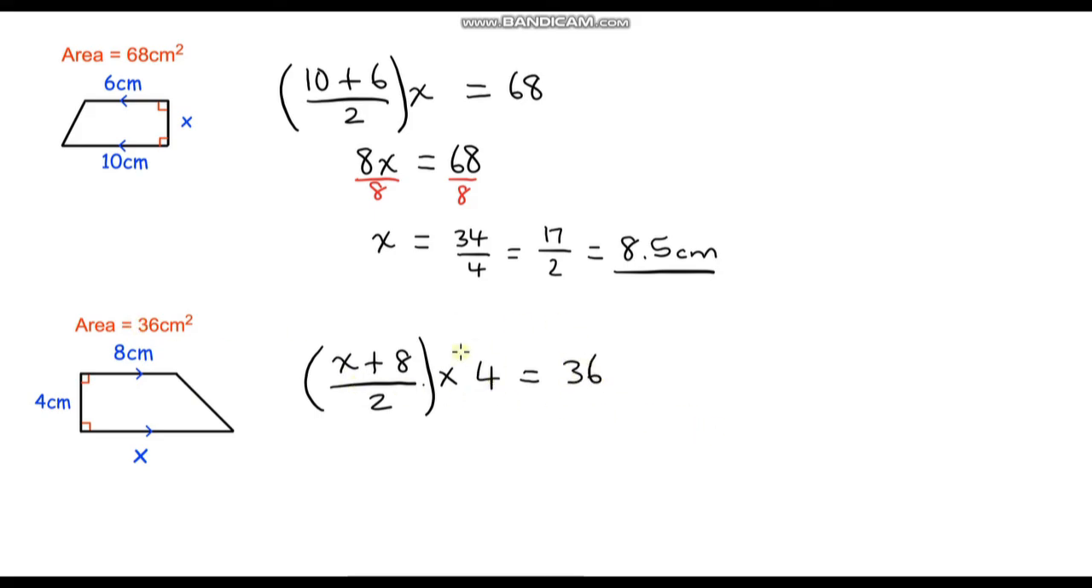So the first thing to do, let's get rid of this multiplied by 4. If we divide both sides by 4, we're left with x plus 8 over 2, and then 36 divided by 4 is 9. And now if we multiply both sides by 2 to get rid of this 2, we're left with x plus 8 equals 9 times 2, which is 18. And now if we subtract 8 from both sides, we are left with x equals 18 minus 8, which is 10. So our answer is 10 centimetres.